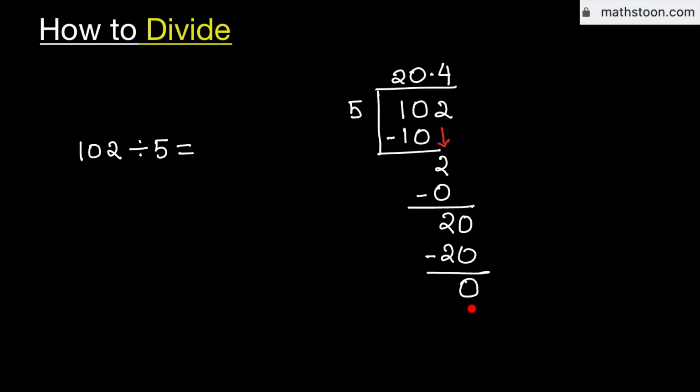As we get the number 0, we will stop. Therefore, 102 divided by 5 is equal to 20.4. And this is our final answer.